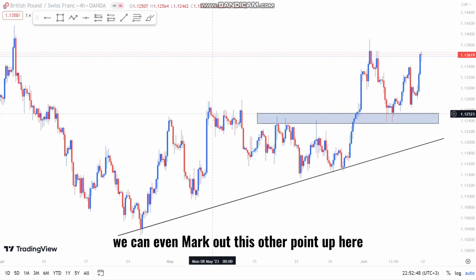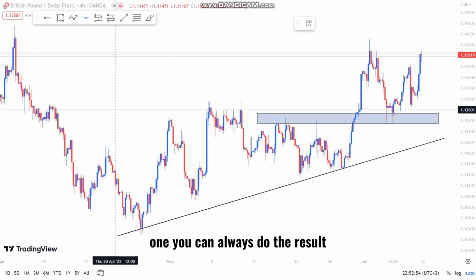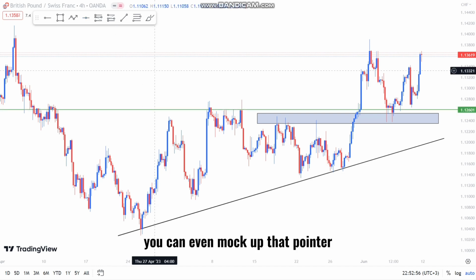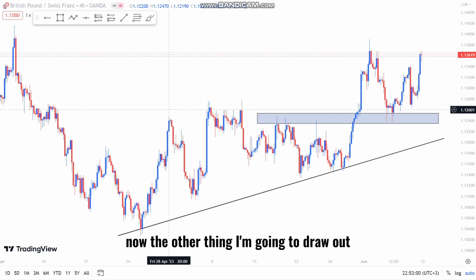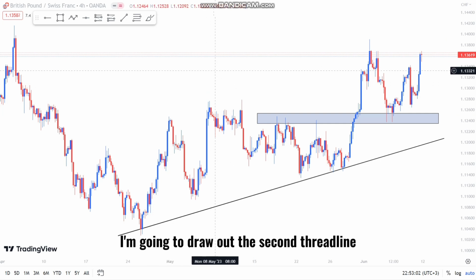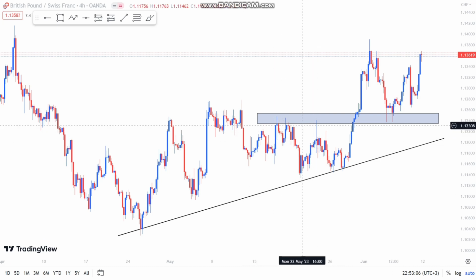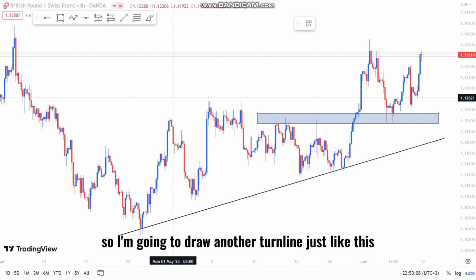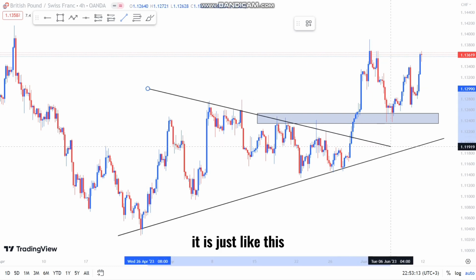We can even mark out this other point up here. We can even mark out this other point right here. If you want, you can always draw this out. You can even mark out that point right there, but today I don't want to use it. Now the other thing I'm going to draw out is the second trend line, since I have price dropping just like this, as you can see here. So I'm going to draw another trend line just like this, as you can see, traders.